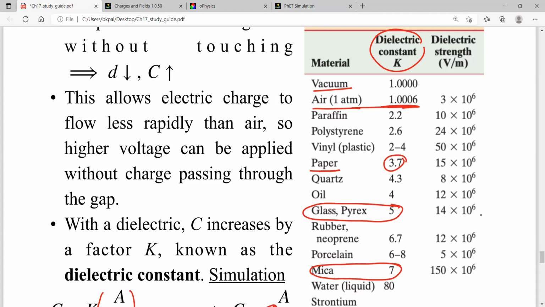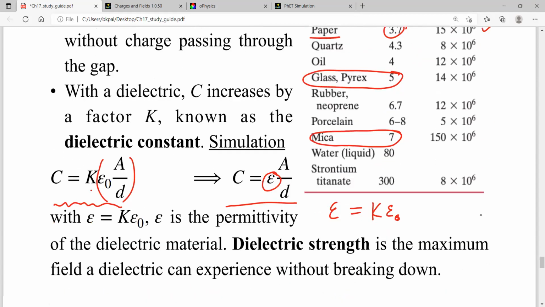So for example, for air, the electric field is this. For paper, the electric field is this. So this is the maximum electric field the capacitor can hold when the paper is in between two parallel plates, and so on, okay.